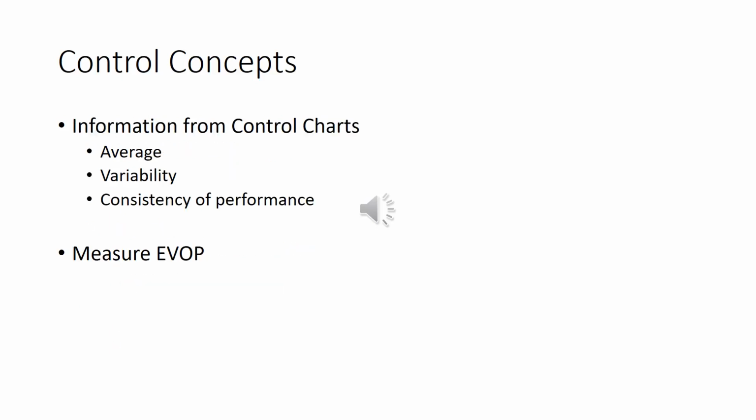So you take these SPC charts, right? And from that, you'll pull out the average. You can get the standard deviation. And you can see if you're getting consistency of performance. And also, this is the basis for evolutionary operations. Are you getting better, whatever that may be?